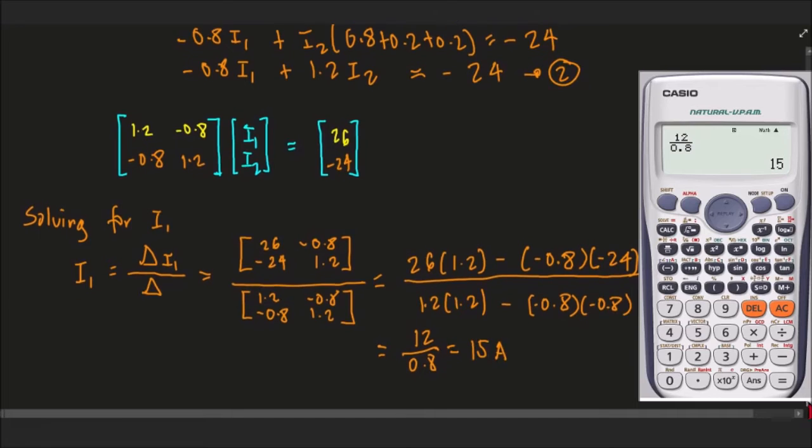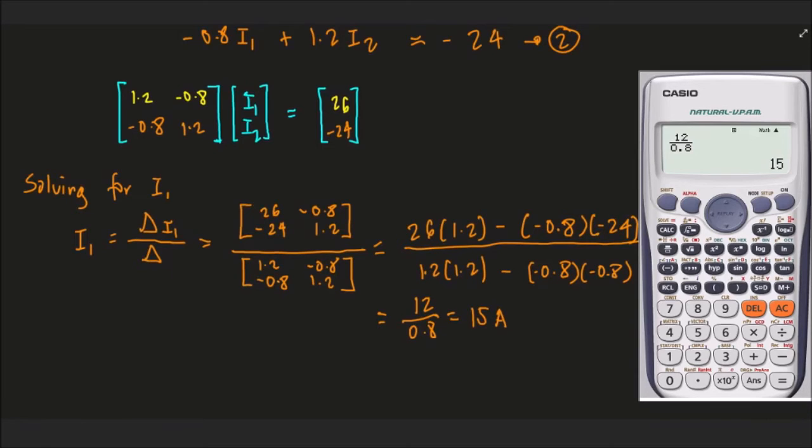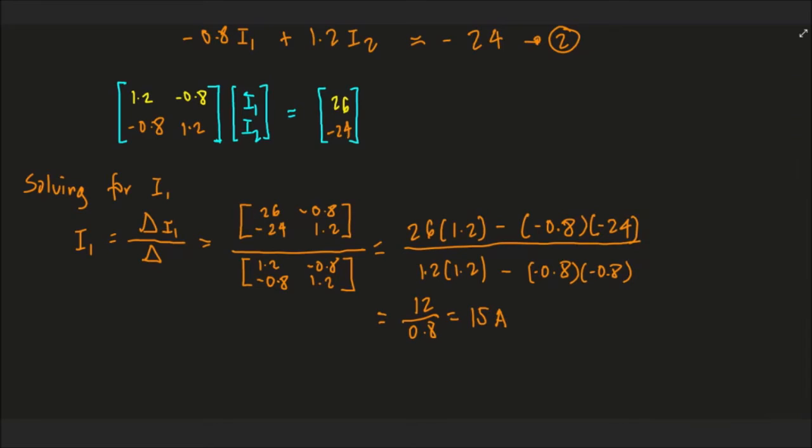Now we will go to solving for I2. I believe the feed was cut off during the part in which we were getting the equation for loop current 2, or maybe during the making of this matrix. So maybe we'll just review how we get the matrix.